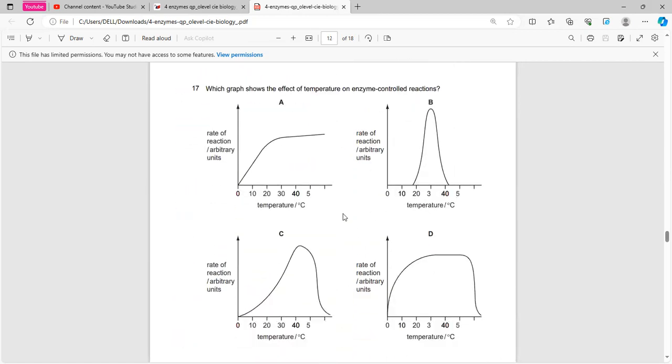Now, question number 17. You need to know that a normal graph has an optimum temperature of 40 degrees.